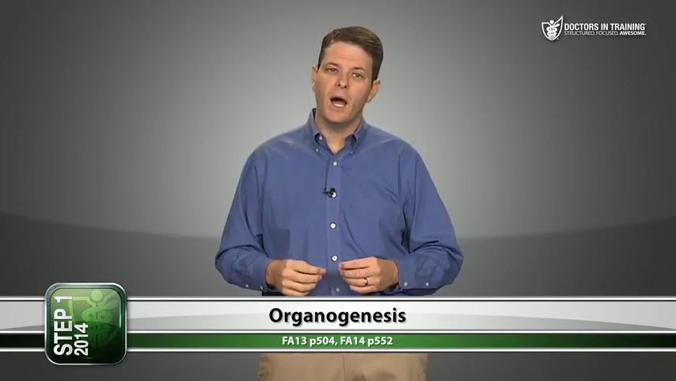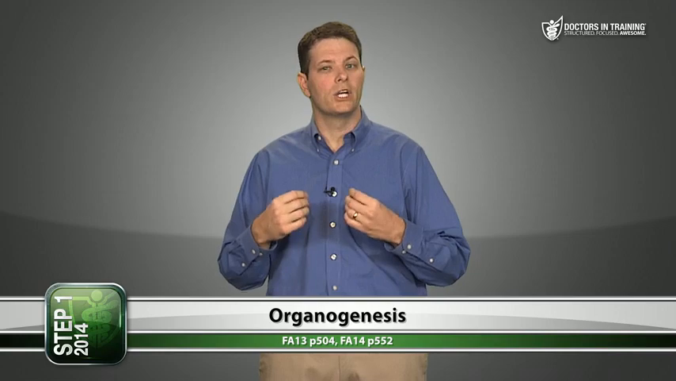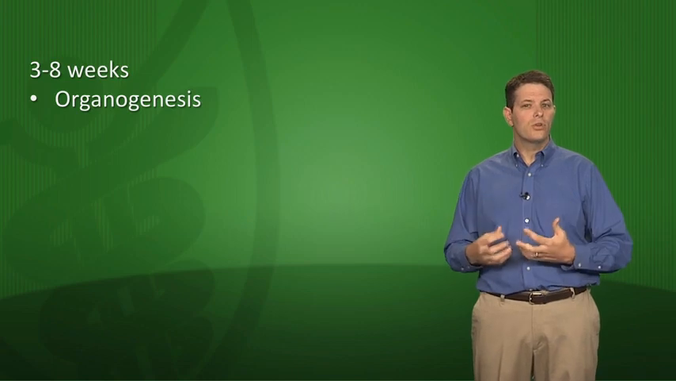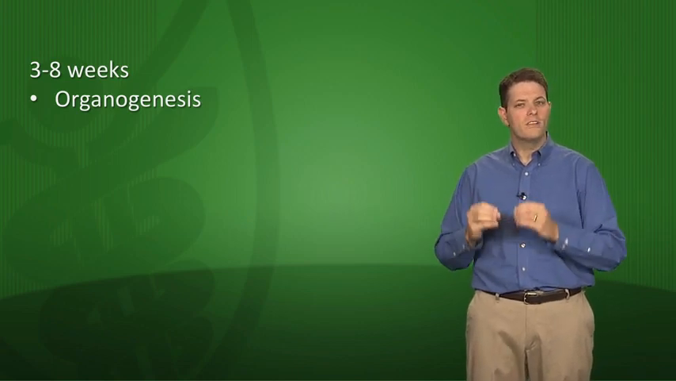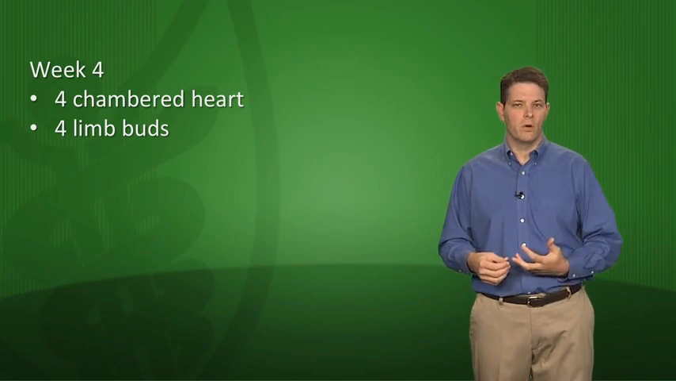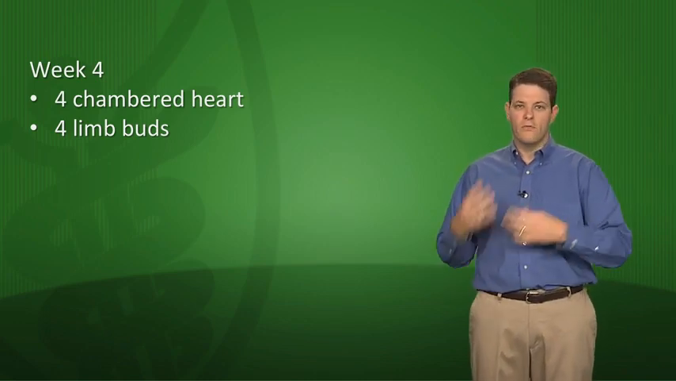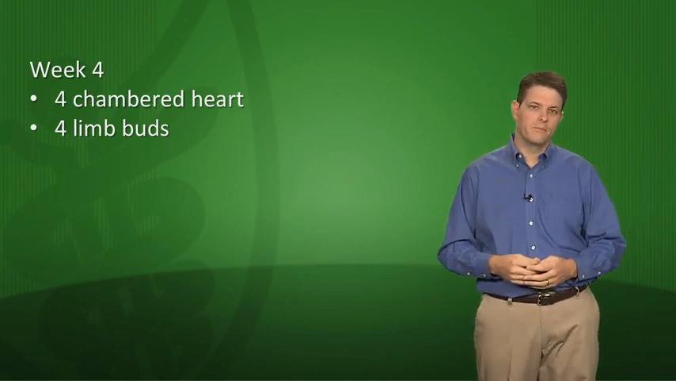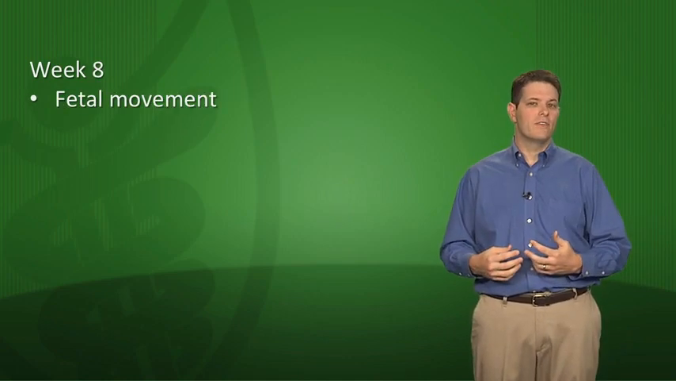But I do want to highlight a few important dates that relate to organogenesis, just to give you some big picture markers. Again, weeks 3 through 8 is called the embryonic period. And this is the time when organogenesis is really starting to take place. So this is a crucial time period when the embryo is most susceptible to teratogens during organogenesis. Now, week 4 is when the 4-chamber heart begins to develop and when the 4 limb buds begin to form. So that's easy to remember. Week 4, 4-chamber heart, 4 limb buds. Week 8 is when we start to see fetal movement.